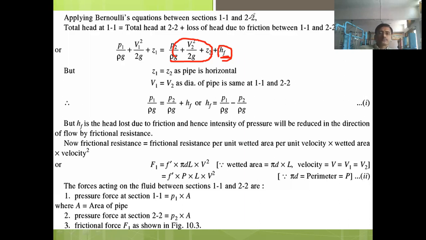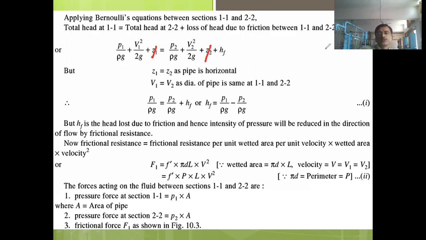And as pipe is horizontal, what is going to happen? As pipe is horizontal, this Z1 will be equal to Z2. This will get cancelled. Z1 will cancel with Z2.